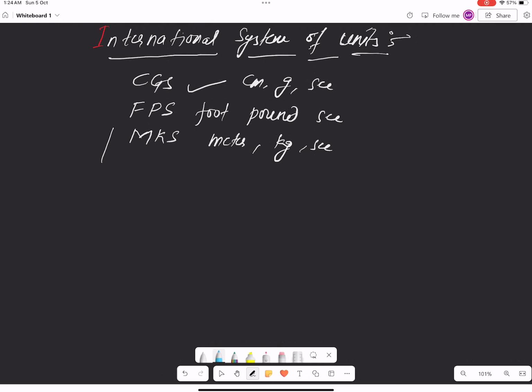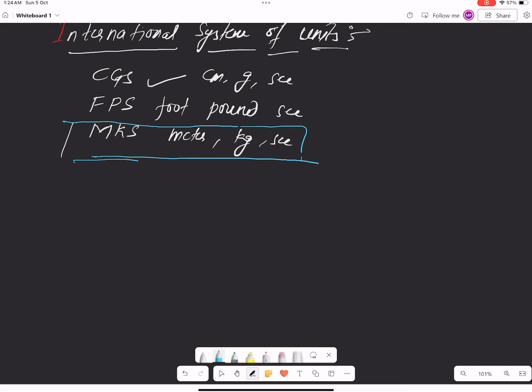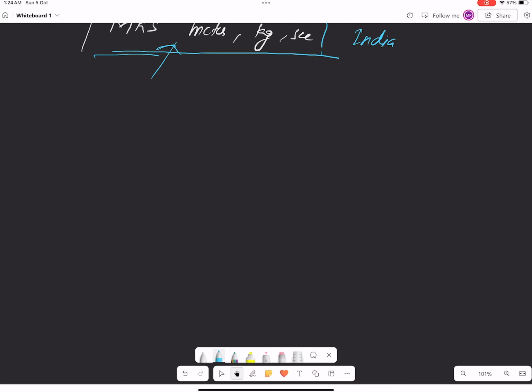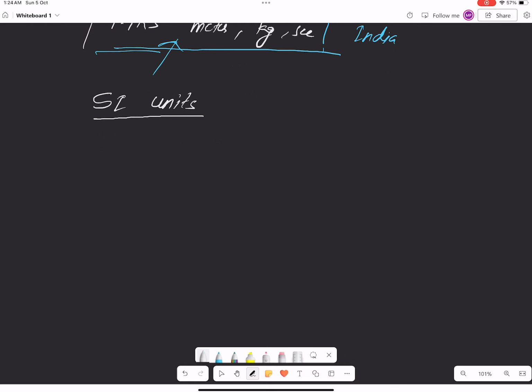So in India, we are following this. Also this in certain cases. But generally, we follow this now. What is SI unit?